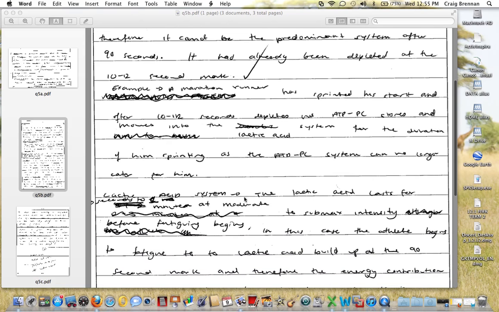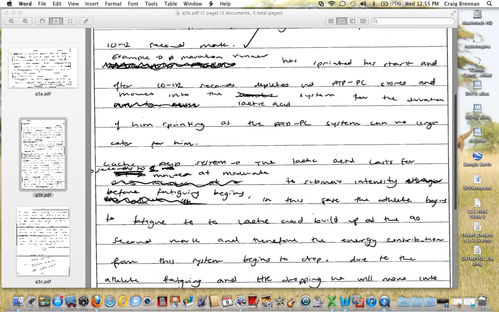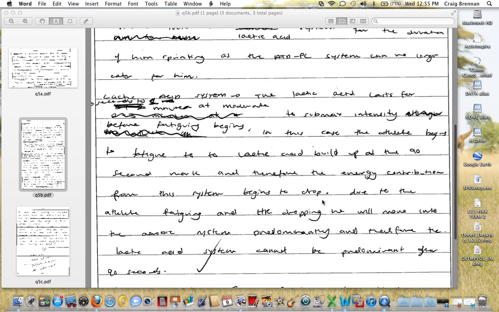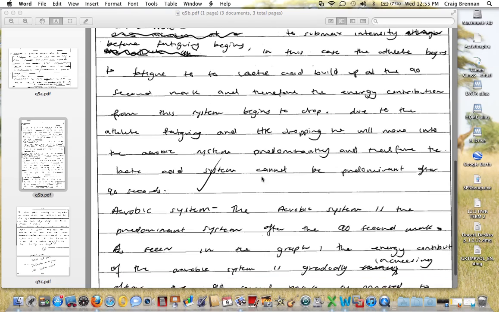He even gives an example to support what he was saying about the ATP-PC system. We go to the lactic acid system. The lactic acid system lasts for 30 seconds to 2 minutes at moderate to submax intensity before fatiguing begins. In this case, the athlete begins to fatigue, so the lactic acid builds up at the 90-second mark, and therefore the energy contribution from this system begins to drop. Due to the athlete fatiguing, he will move into the aerobic system predominantly, and therefore the lactic acid system cannot be predominant after 90 seconds. He's told me why, through his justification. That's a very, very good aspect of his answer.